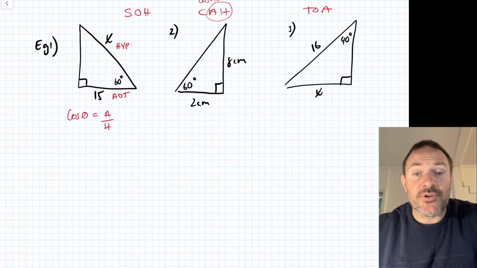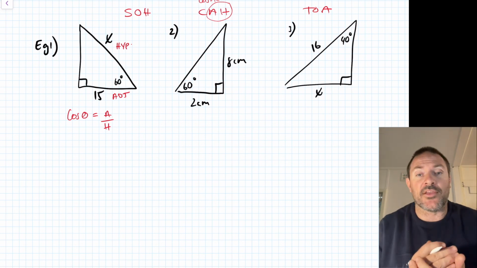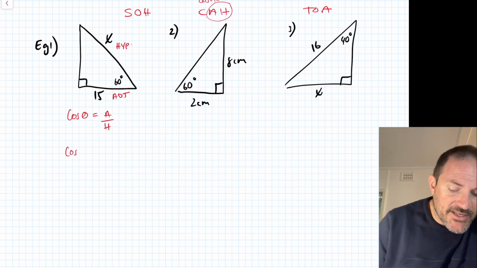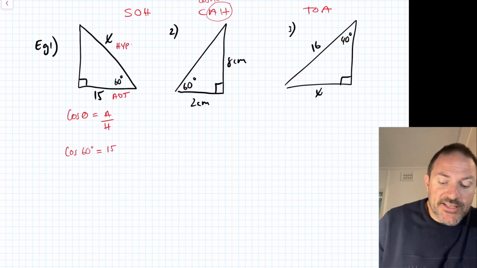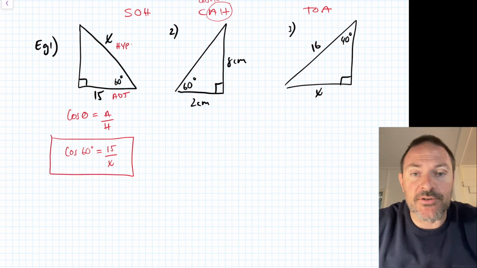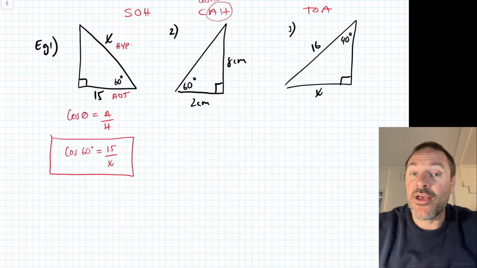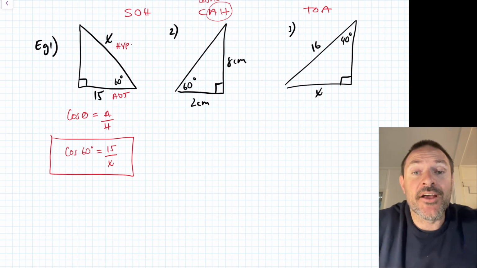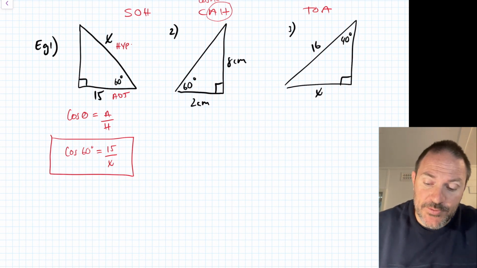Now, you don't need to write that. If you want to sub into it straight away, then go for it. But I want to see cos 60 degrees equals my adjacent, which is 15, over my hypotenuse, which is x. That's what I want to see every single time. Perfect. Job done. I don't care about solving it. Just want that expression.